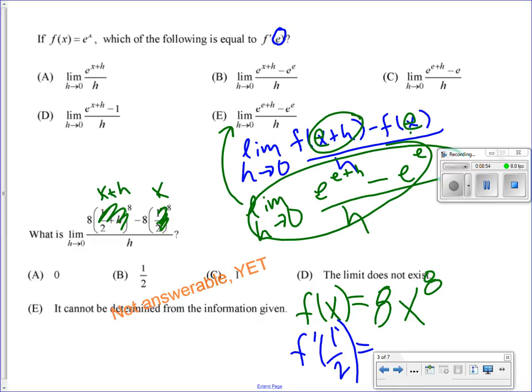And there's a way to calculate that, so we're not going to answer it. But you need to know that that's what it's actually asking. It's actually asking for the derivative at 1/2.